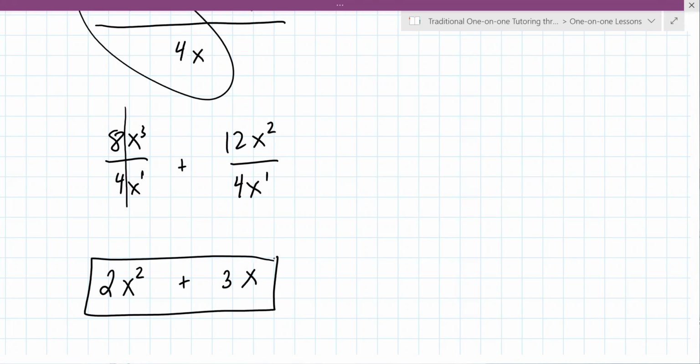4x squared plus 3x to the 1. So 8 divided by 4 is 2. No, it's 4. I mean, oh yeah, it's 2. Yeah. Good. Good job on that one.